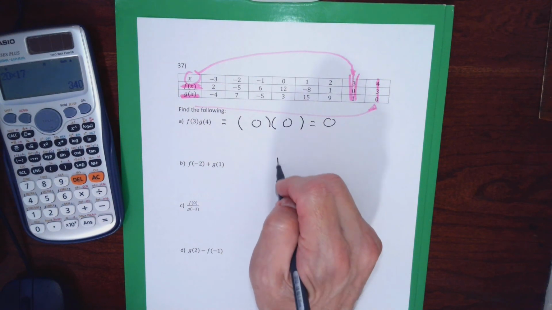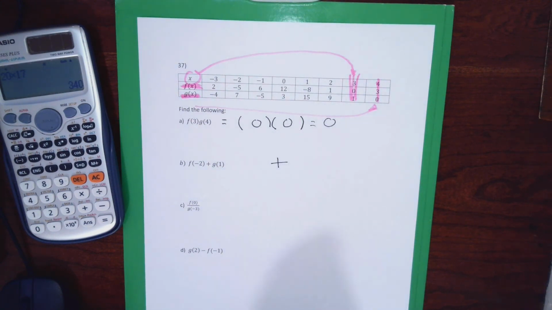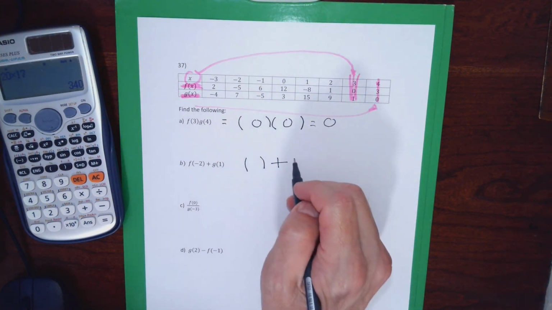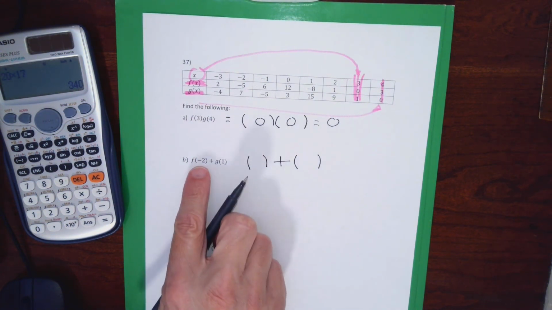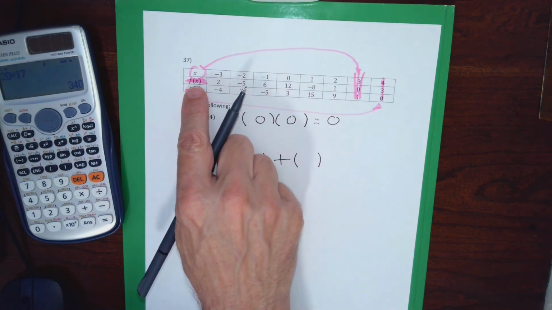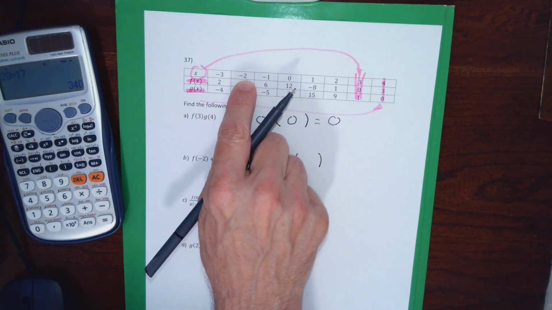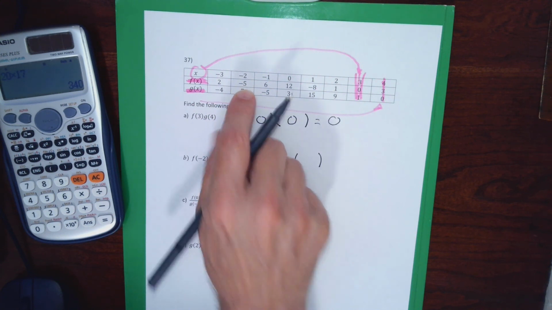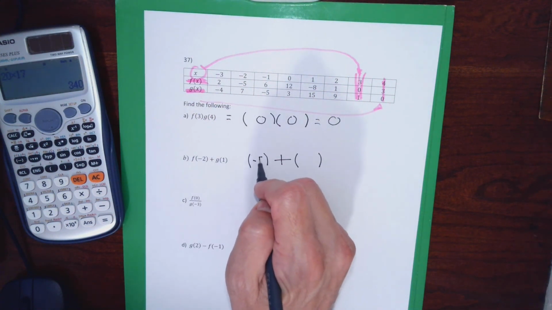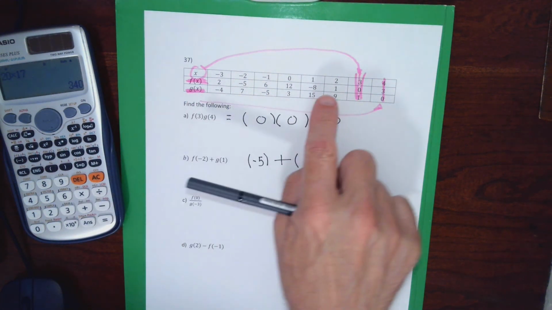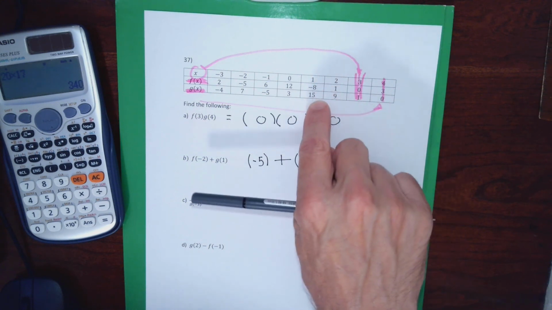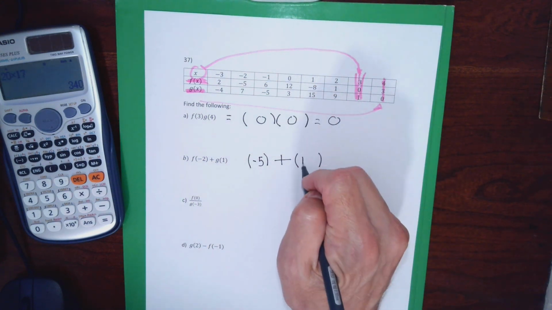In part B, I'm going to put a plus sign between because there's a plus sign between. Parentheses to the left of the plus sign, parentheses to the right of the plus sign. Turns out that parentheses are almost never necessary for plus. First parentheses, I need f evaluated at -2. So I find the -2 in the x row, go down to the f of x, and change that to a -5. And then g of 1, I go to the g row, find -1 in the x row, and go down and get 15.